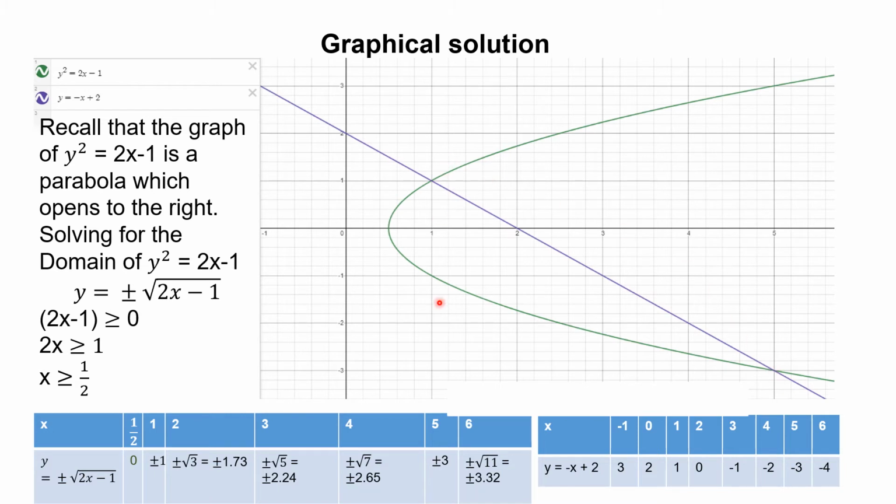So the intersection, if you take a look, the intersection here is at 5, negative 3, and 1, 1. This is the point 5, negative 3. And the other point is at 1, 1, which is the solution set that we got earlier in our algebraic method.